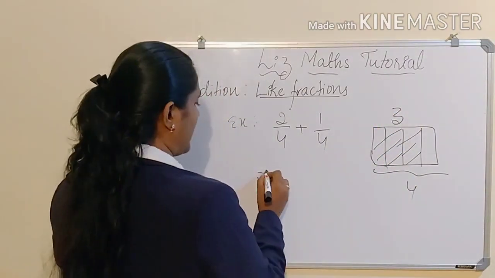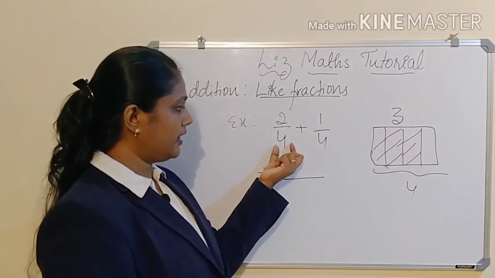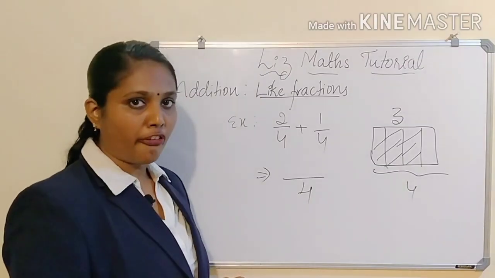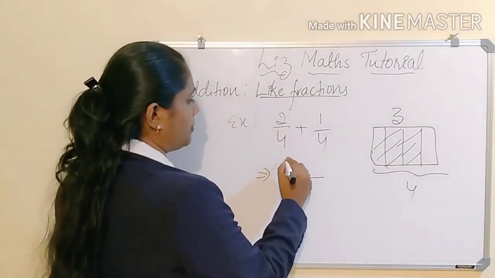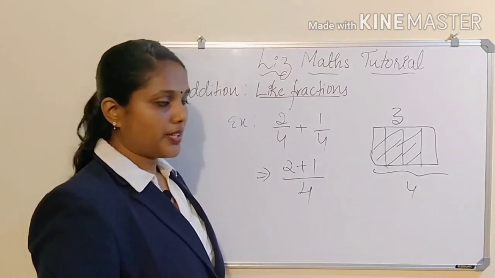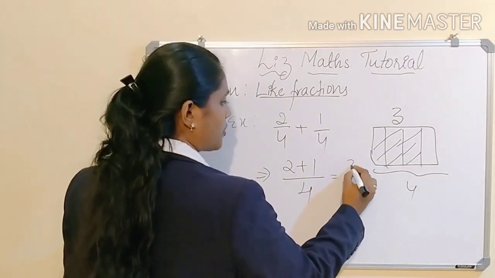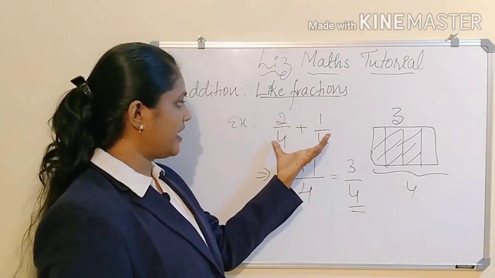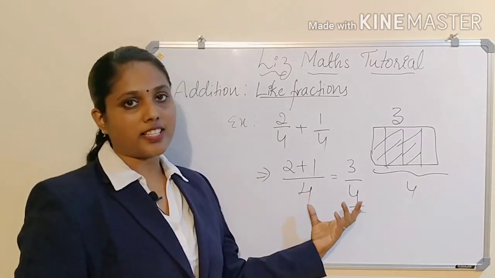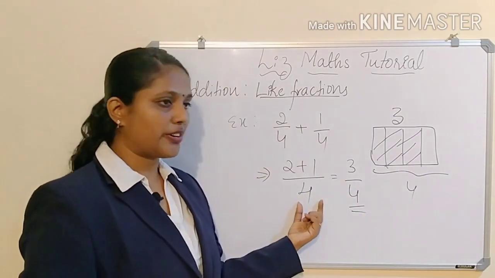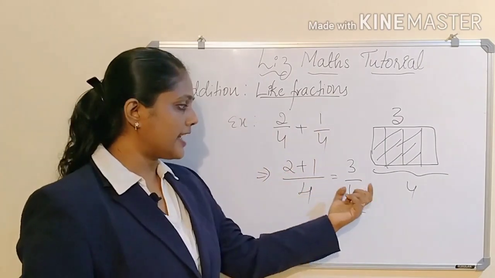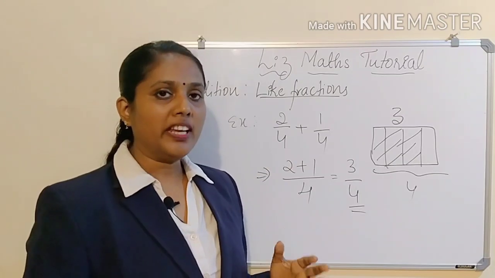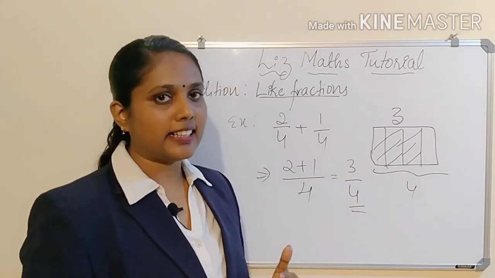So how to add here? See, when the denominators are the same, we write the common denominator 4 here, and the numerators we add. So 2 plus 1 gives 3 divided by 4. So 3 by 4 is the answer. When we get like fractions, it is very easy to add because you write the common denominator and add the numerators, and you get the answer for the addition of like fractions. When it comes to unlike, there are a few changes.